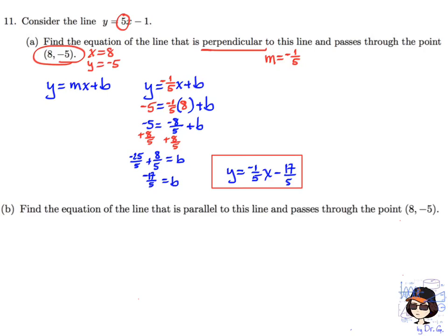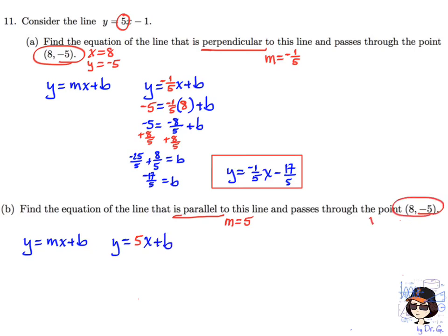All right, let's look at part B. Part B says, find the equation of the line that is parallel to the given line and passes through the same point, (8, -5). Okay, so we're going to do the same thing, but here, parallel means they have the same slope. So the line we're looking for has slope 5, okay? But it's not going to be the same equation as the given line. It's a different equation, but they're going to have the same slope.